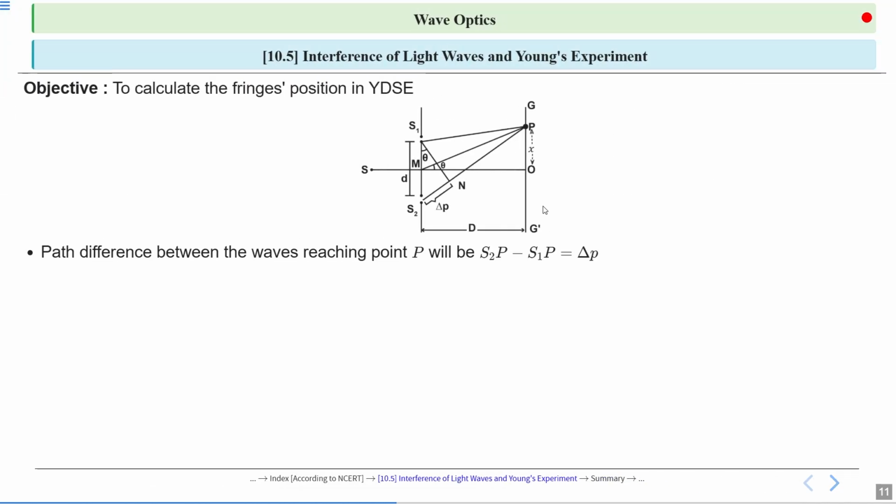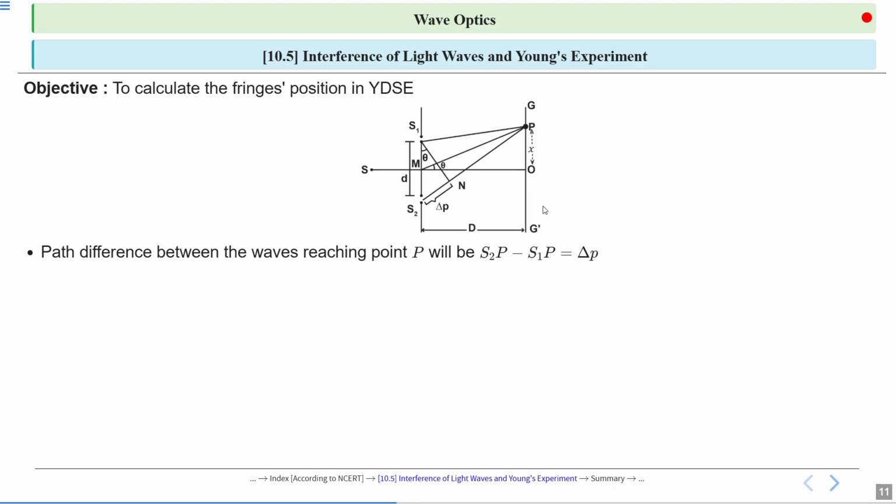So now let's consider the path difference. You can see in the diagram, now we have modified the diagram. Small d is the distance between the slits and capital D is the distance between the slits and the screen. X is the distance from the central maxima O to point P. Now we have modified it.